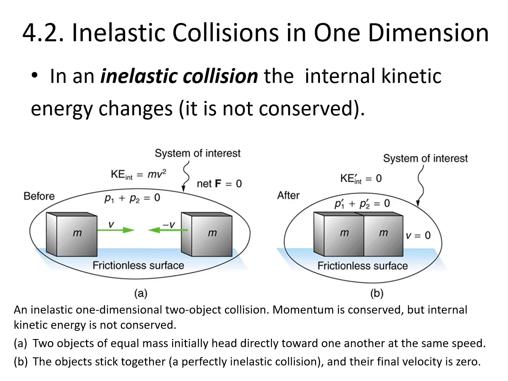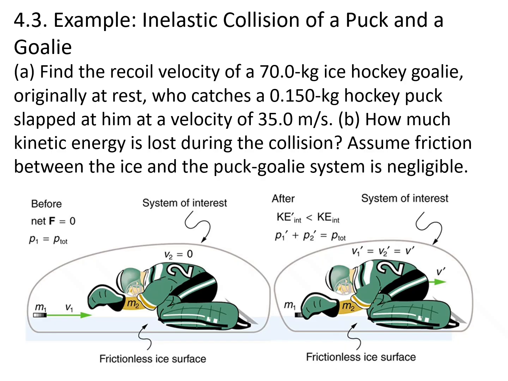Now let us apply these ideas to a hockey puck that is caught by a goalie. In this example, a 70-kilogram ice hockey goalie is originally at rest. A 0.15 kilogram hockey puck is slapped toward the goalie at 35 meters per second and the goalie catches the puck. Part A asks for the recoil velocity of the goalie after catching the puck.